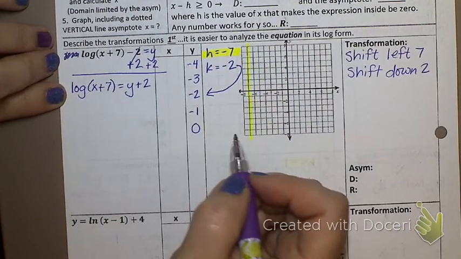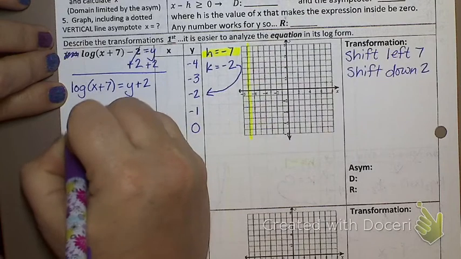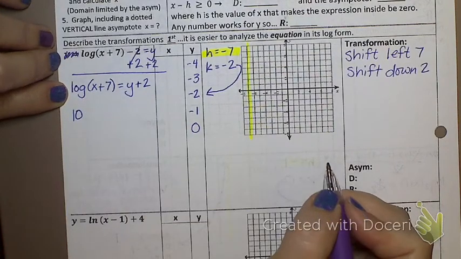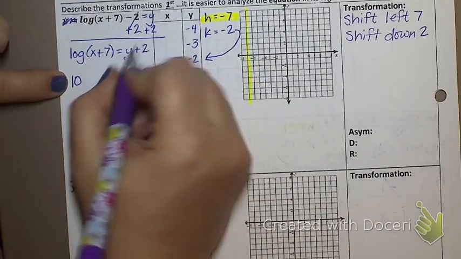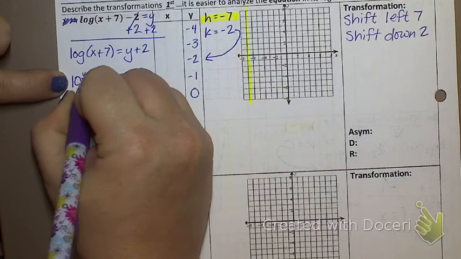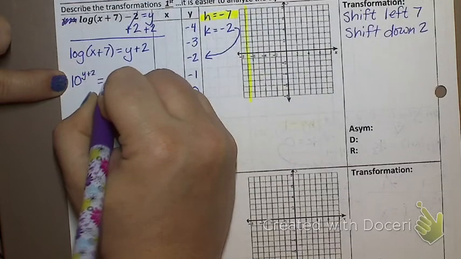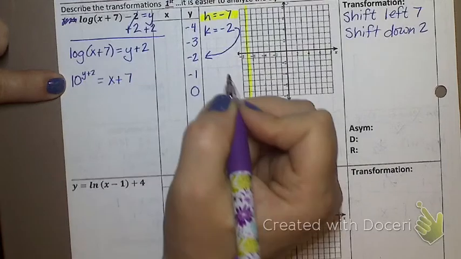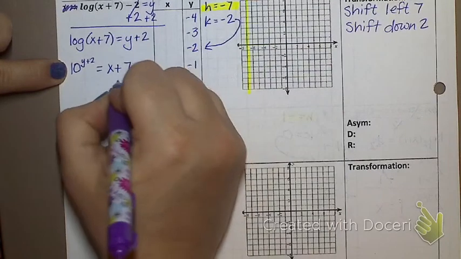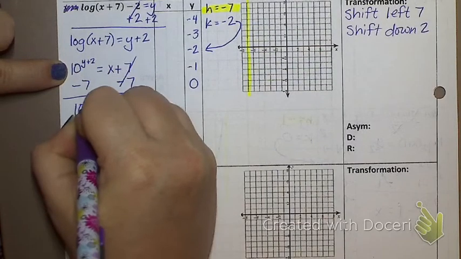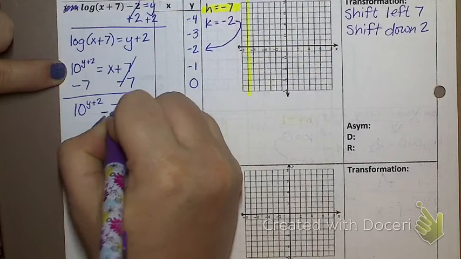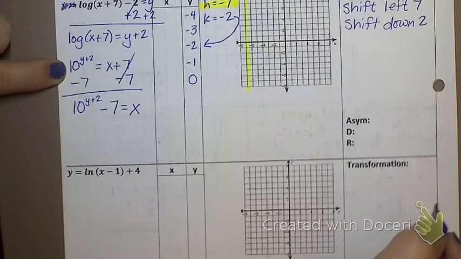What is my base? 10. Do you remember the name of this kind of log? It is a common log because there's no base written, so it's base 10. So 10 to the what power? Y plus 2 equals, okay, and now what am I going to do? Subtract 7. Subtract 7. So 10 to the y plus 2 minus 7 equals x, and that's what I'm plugging stuff into.